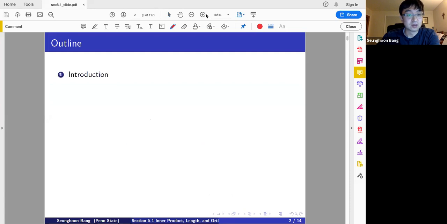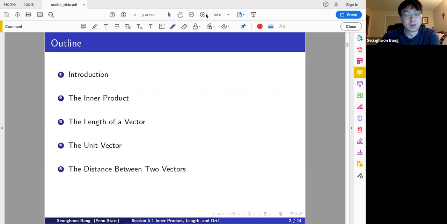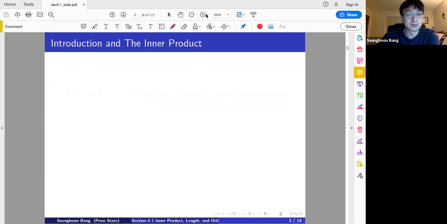The outline: first, the introduction; second, the inner product; third, how can you find the length of a vector? Then, how can you find the unit vector from the given vector u? Next, how can you find the distance between two vectors? The last one, what are orthogonal vectors?